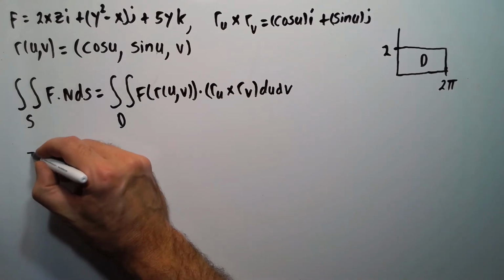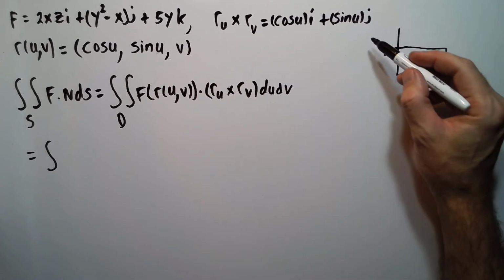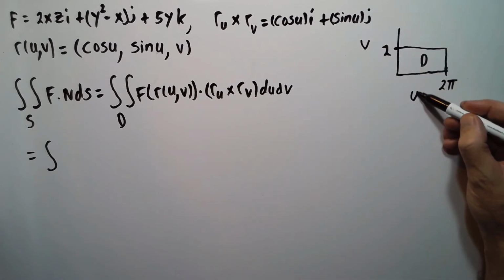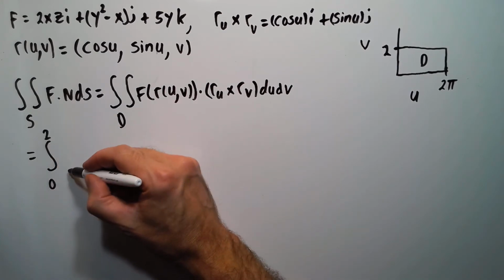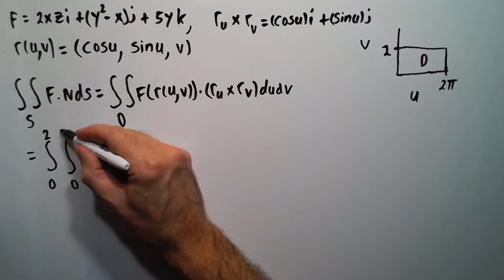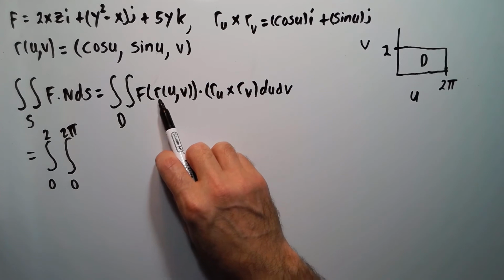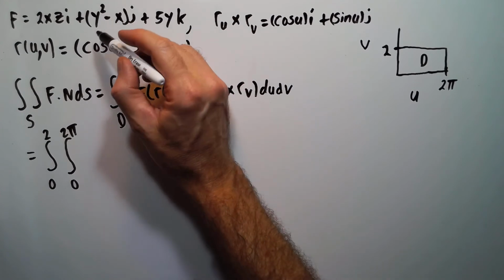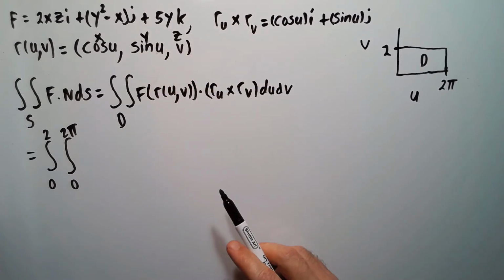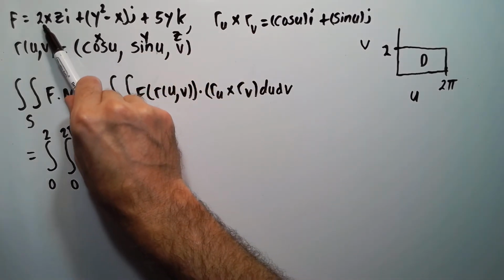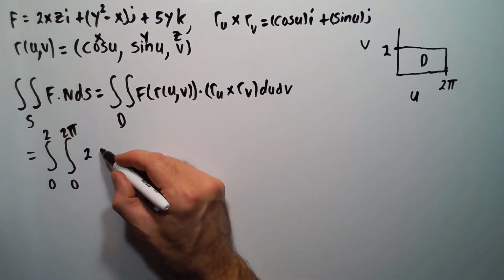It's going to be the integral. The v goes from 0 to 2, and the u goes from 0 to 2 pi. It's going to be F composed with r. So pretty much that'll be my x, my y, my z. Plugging into your F function up here, it will be 2 times x. It'll be 2 times x, but x now is cosine.